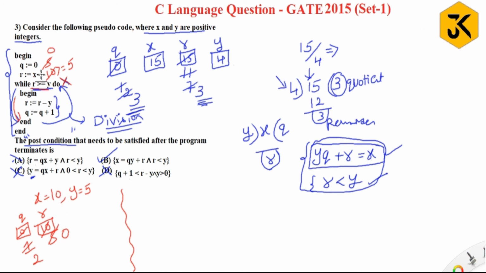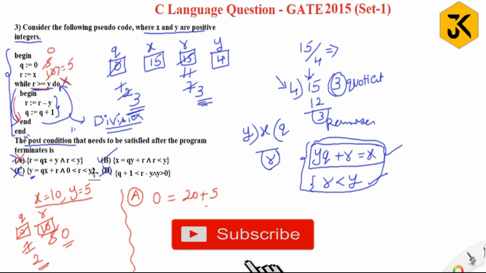Before execution of the program, x value will be 10 and y value will be 5. After execution, x value is 10, y value is 5, q value is 2, and r value is 0. Substitute in the given equations. Whichever is satisfied is the correct answer. Let's take option A. r, which is 0, equal to q x, that is 20, plus y, which is 5. 0 equal to 25. Obviously it is wrong. This is the substitution method. So A is wrong.